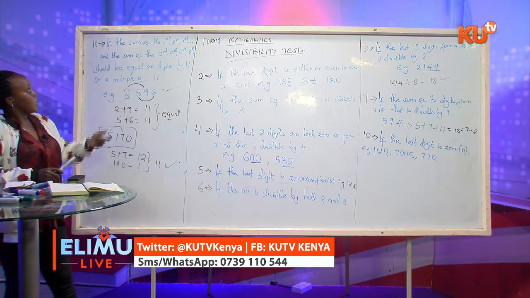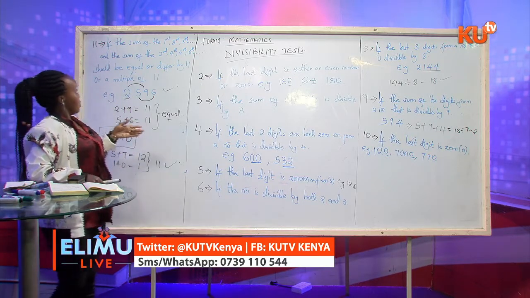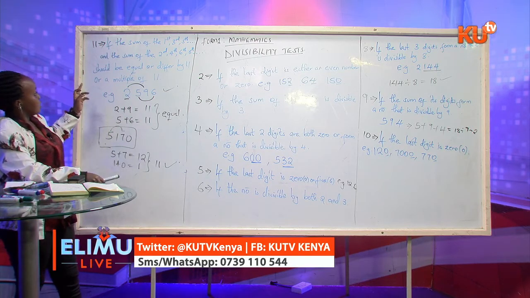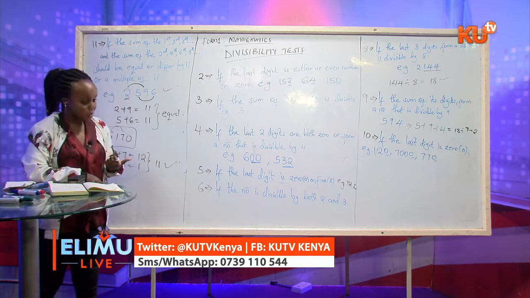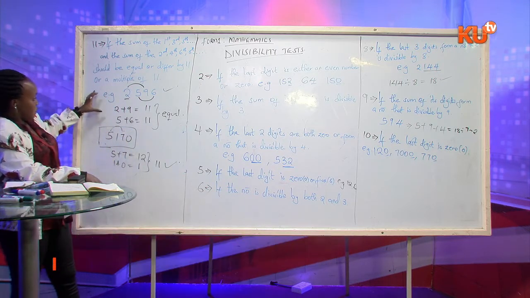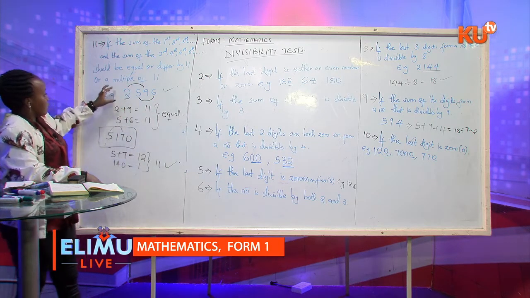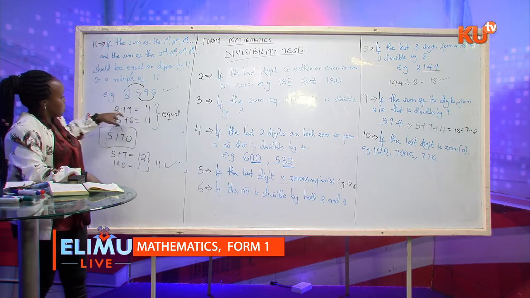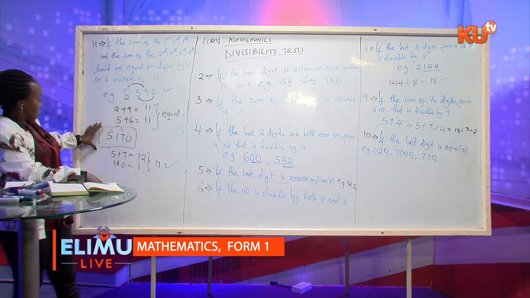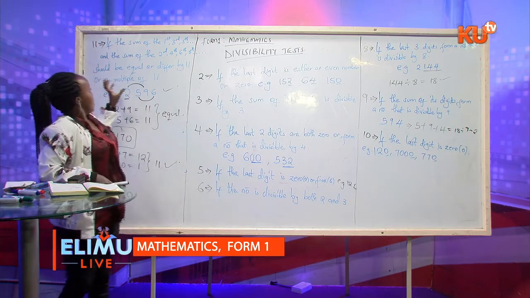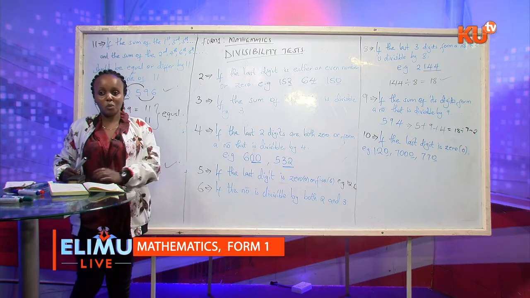A number is divisible by 11 if the sum of the first, third, fifth, the numbers in the odd position, and the sum of the second, fourth, sixth, in the even position, are either equal or differ by 11 or by a multiple of 11. And we gave examples. The first example was 2,596, whereby the sums of the digits in the different positions were equal. And lastly, 5,170, whereby the sums of the digits gave us a difference of 11, which makes those two numbers both divisible by 11. So that was our topic for today.